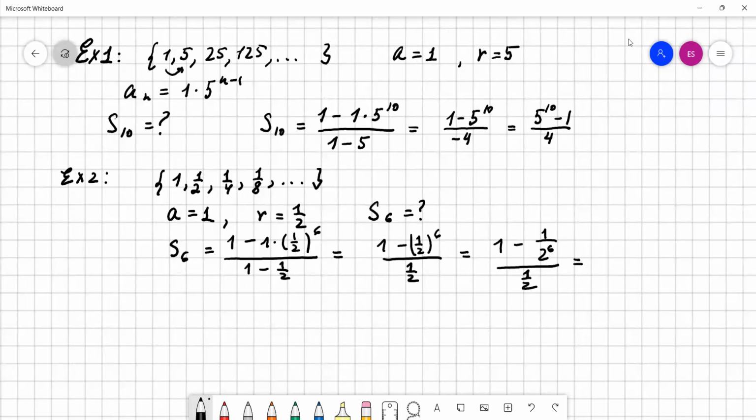Okay, 2 to the power of 2 is 4. 4 times 4 is going to give us 16, and times 4 more, it's going to give us 64.